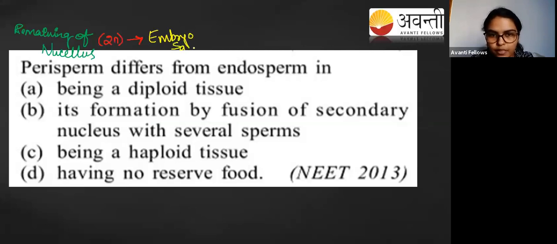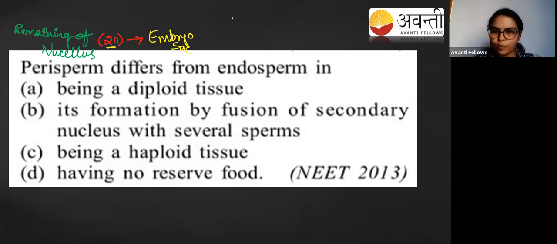For the embryo sac. So this remaining of the nucellus is actually perisperm. So this perisperm is diploid. So what was the function of nucellus? To give the nourishment or nutrition for the developing embryo sac.